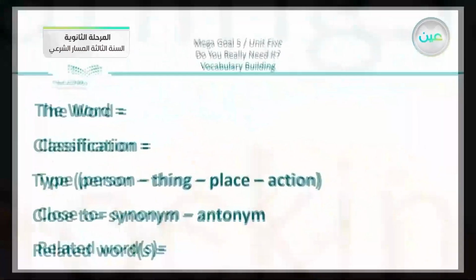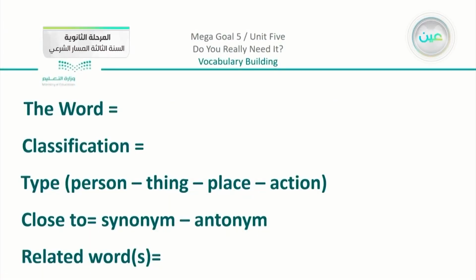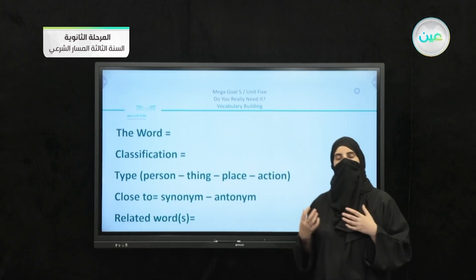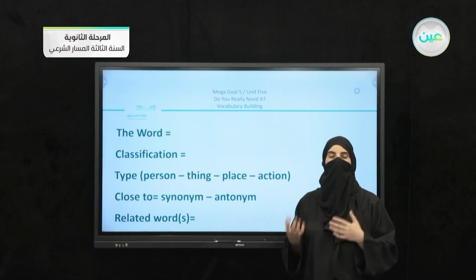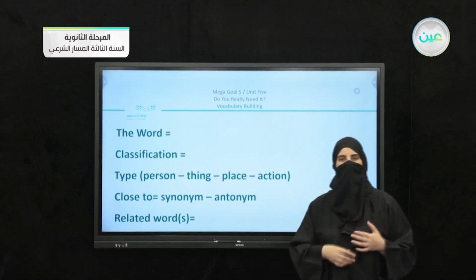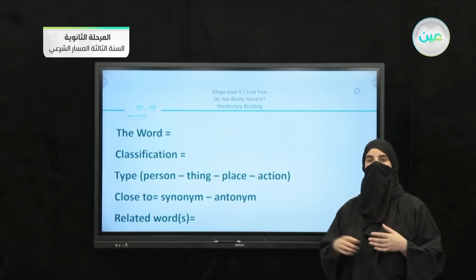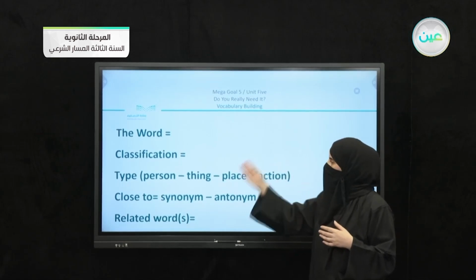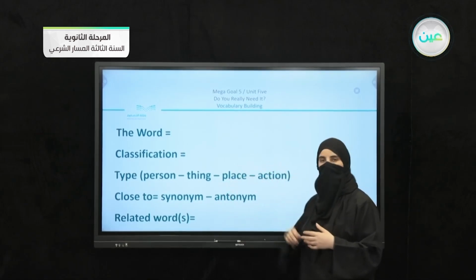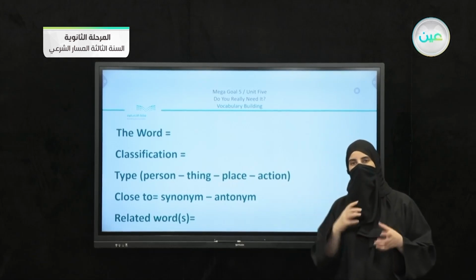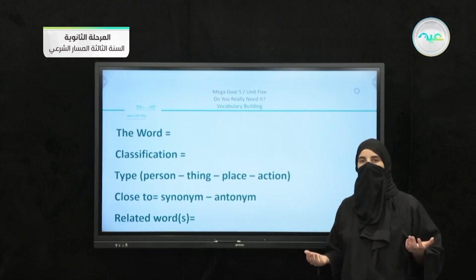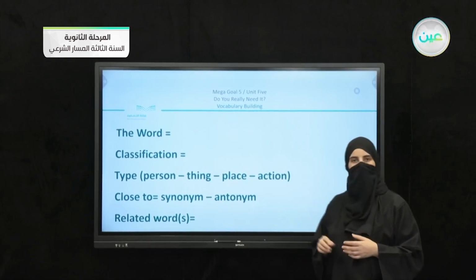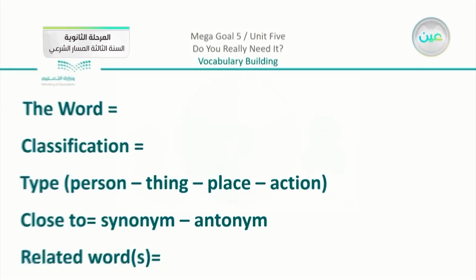Now this time we have something different. We are going to see what is the word. We are going to also see what is the classification of this word. And we are going to see also what this word is usually used for. The type: is it for a person? Is it for a thing? Sometimes it can be for all four. We have here the person, the thing, the place, and action. And we're going to give hints by giving synonyms or antonyms and also related words. So we're going to move on with our lesson here.